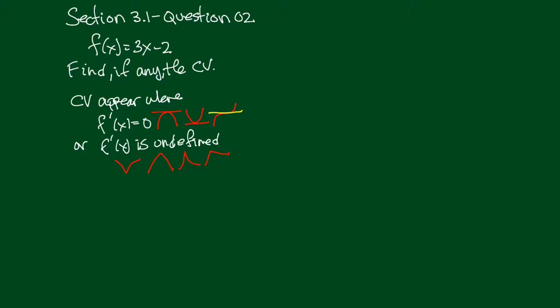So let's see what we've got for our function here. f of x is 3x minus 2. You recognize that as a straight line. The slope is positive, so this line is always increasing. So we don't expect to see any max or mins, but let's test it. Let's find the derivative. f prime of x is equal to 3.